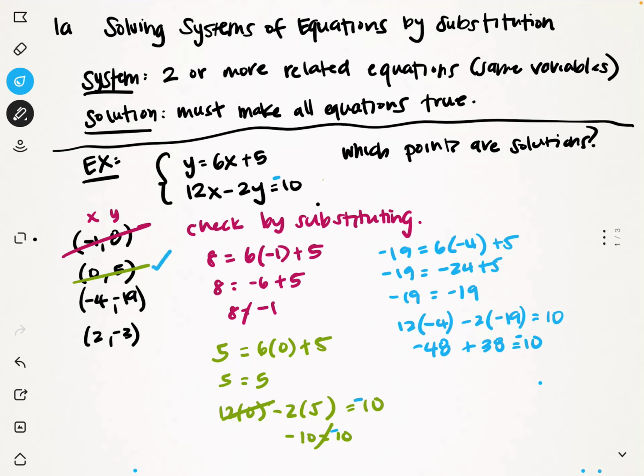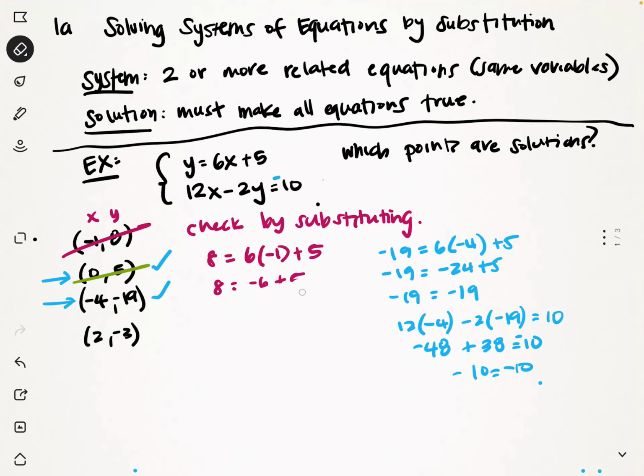Alright, so if it were -10, let's just go back. Then the second one would be true also, since -48 plus 38 is -10. This one would also be true. So these two are solutions. Then if our last number is -10, let me make some room here so we can do the last one.